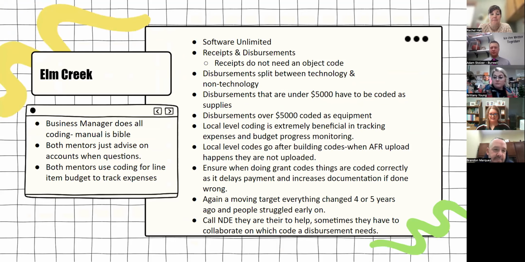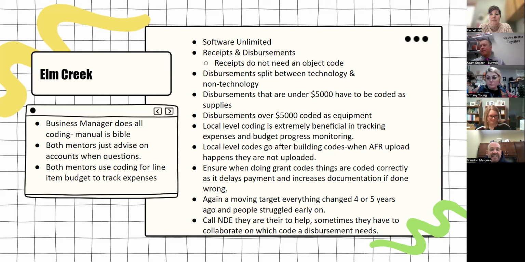I'll go next. For Elm Creek, our business manager does all the coding. The superintendents just kind of talk her through it. Like I said, the function codes and the accounts are where they're really concerned about for the creation of the budget. And she said the manuals are Bible. Both of my mentors say they just really advise the business manager when she has questions, that she's really good at it. She was the business manager when Tickle was here, so she's been doing it for a little bit.